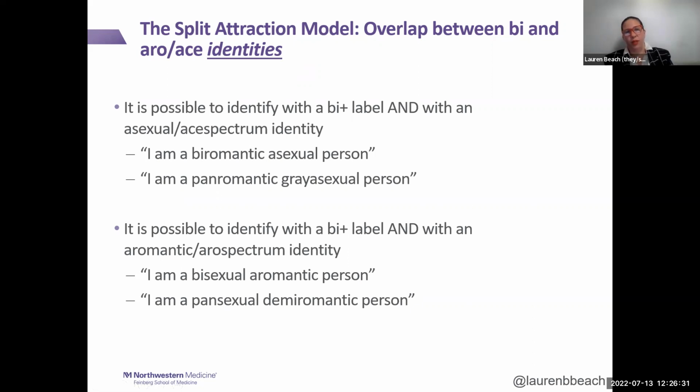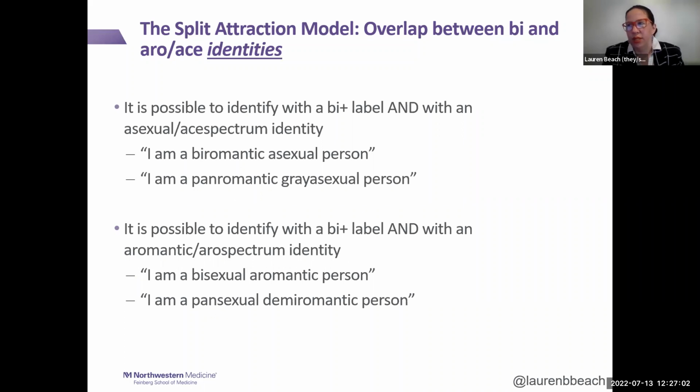So depending on how people are experiencing sexual and romantic attraction, they might say I'm a biromantic asexual person, meaning I don't experience sexual attraction, but I do experience romantic attraction to people of more than one gender. They may also say something like I'm a panromantic gray asexual person. This person would be somebody who's saying that the romantic attraction, they might be romantically attracted to people of all genders, or gender may not be a factor for them and their romantic attractions.